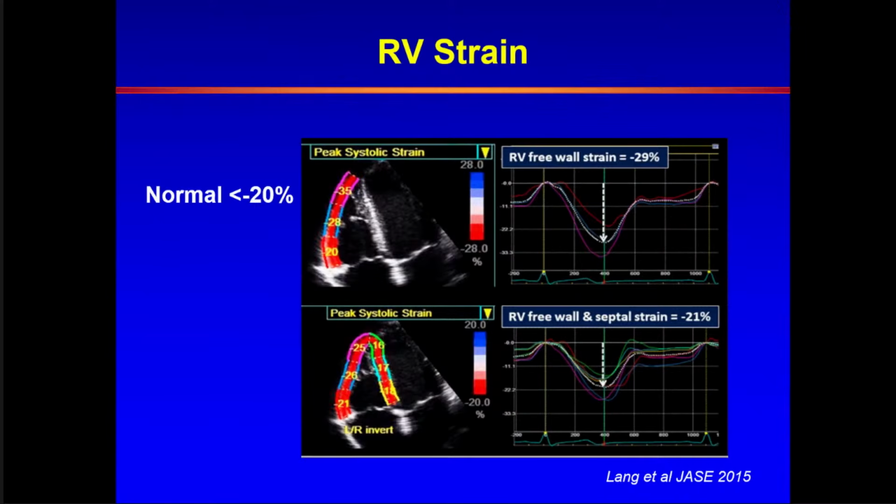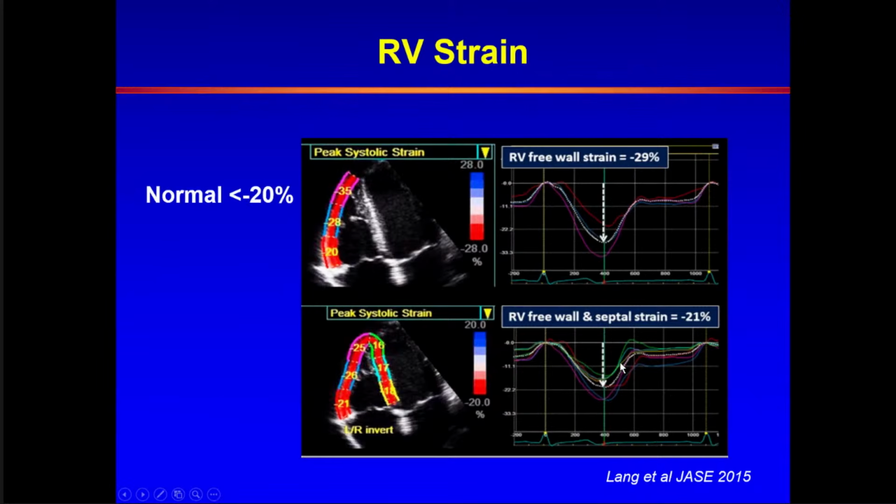If you do not see the RV free wall well, if the contours extend outside the epicardium, and if you do not see the endocardium well, then these measurements will not be accurate. You see two examples here.